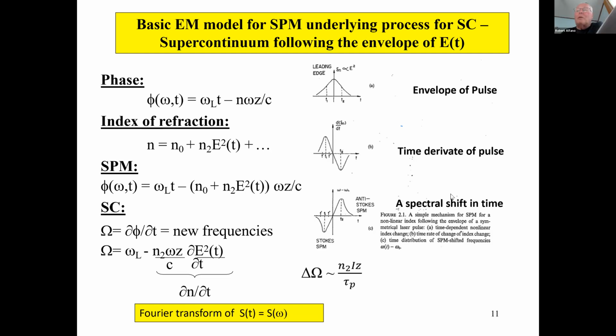The Fourier transform is used to get the S of omega from the time.